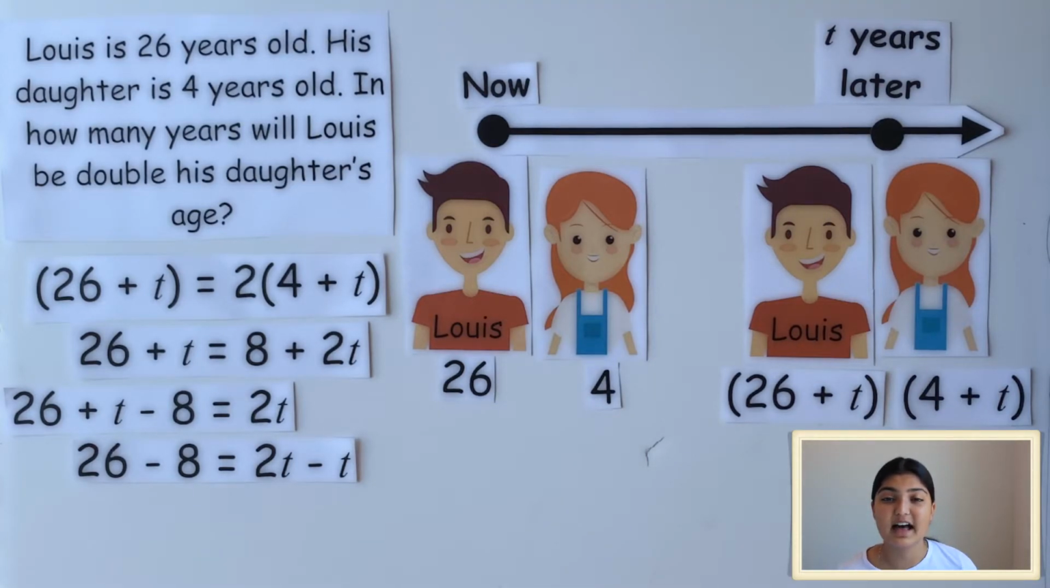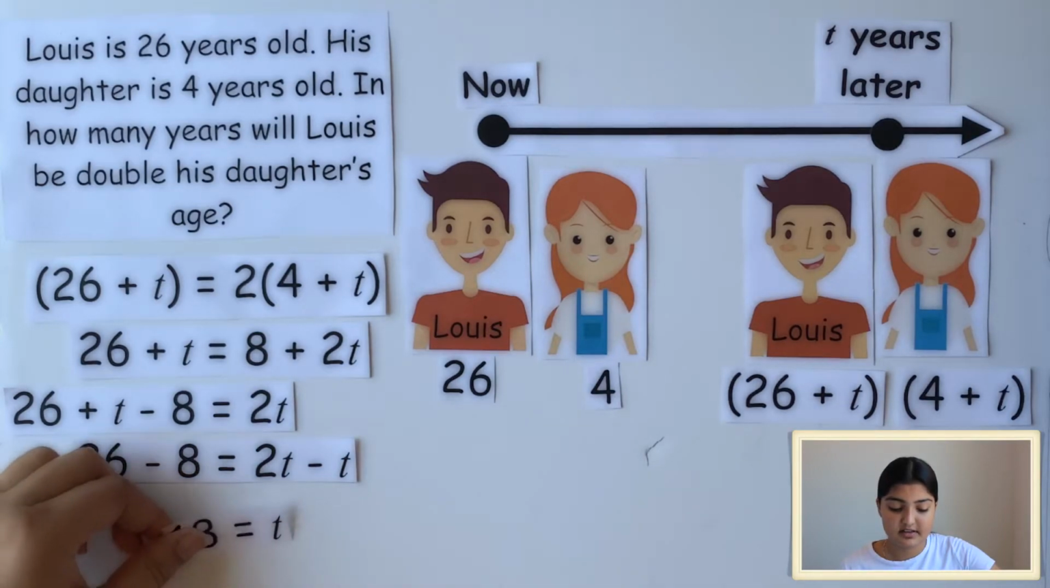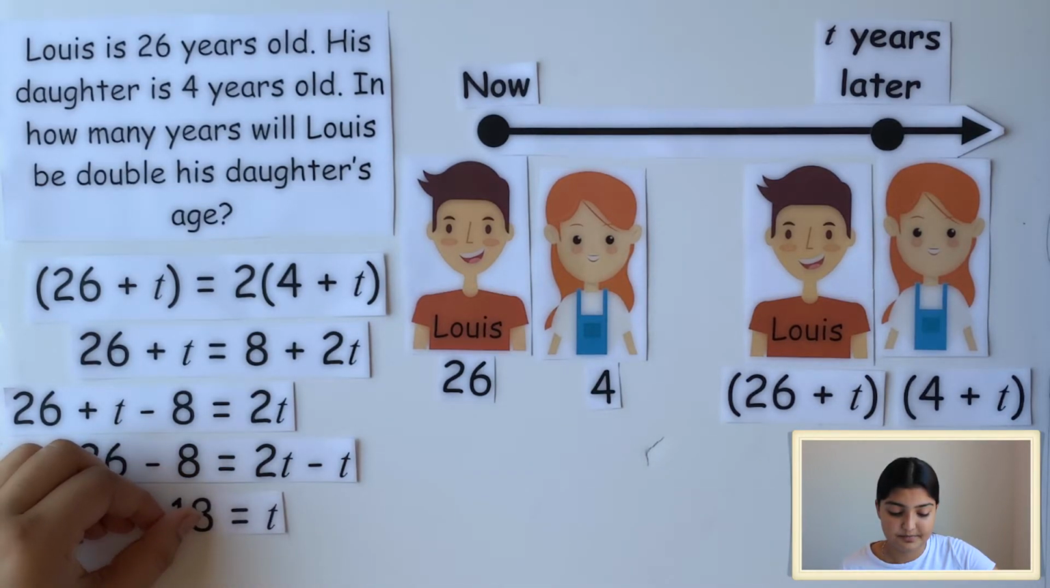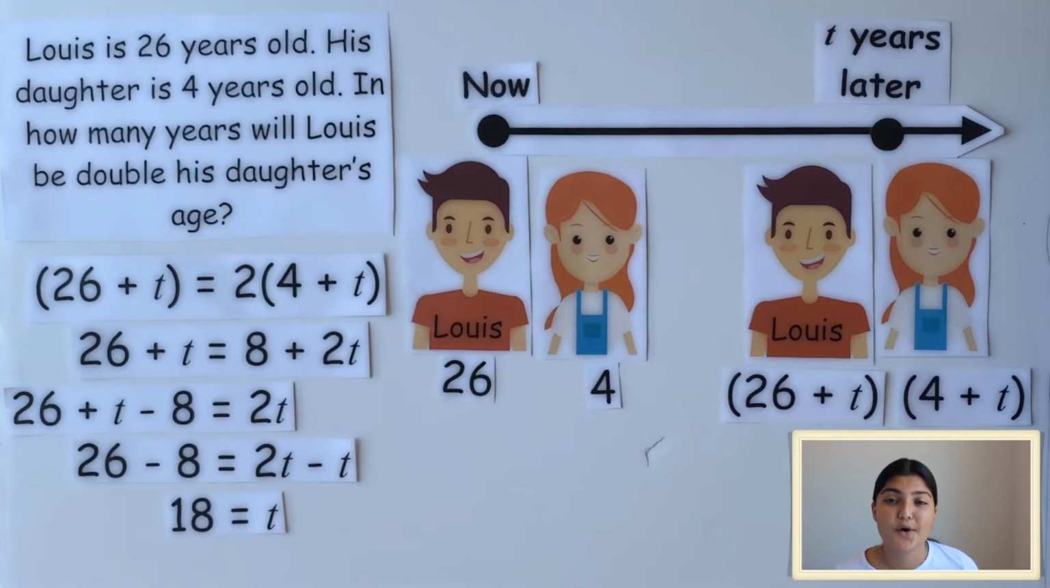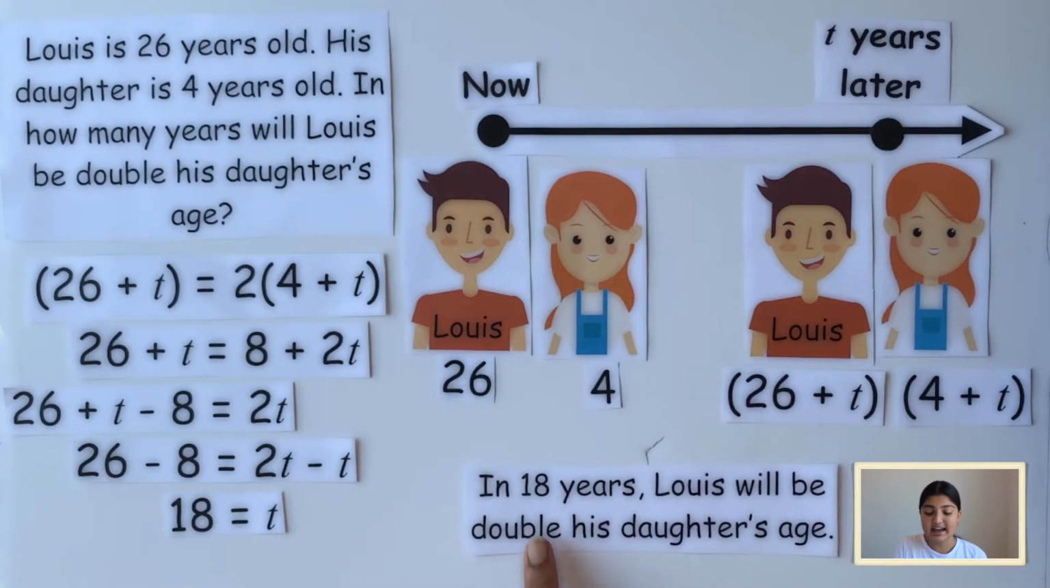Now, let's simplify both sides of the equation. 26 minus 8 is 18, and 2t minus t is simply t. Now we know the value of t. t is 18. So, in 18 years, Louis will be double his daughter's age.